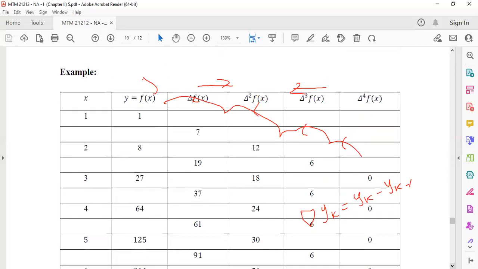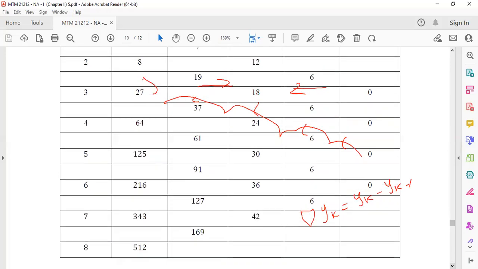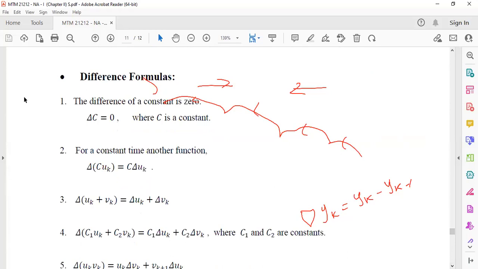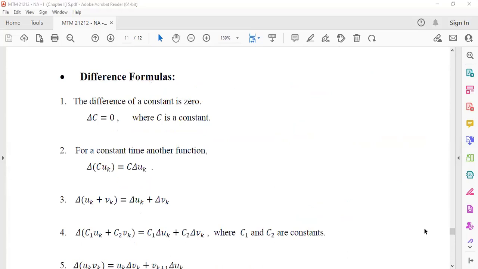So we have only a few minutes left. So I'm going to finish the lecture, but I will send some examples and notes. You just go through some properties of the difference formula. For example, if you are taking the difference of a constant value, it should be 0.